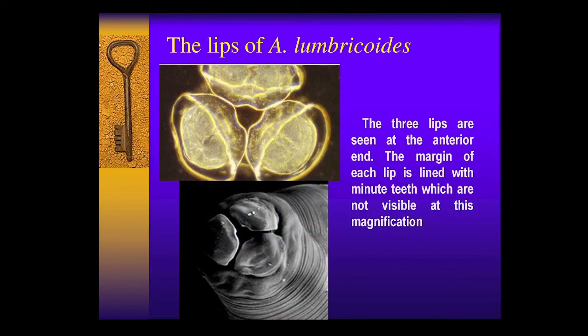The Ascaris lumbricoides worm has a small mouth surrounded by three lips, one dorsal and two ventral. These three lips are seen at the anterior end, and the margin of each lip is lined with minute teeth, which are not visible at this magnification.